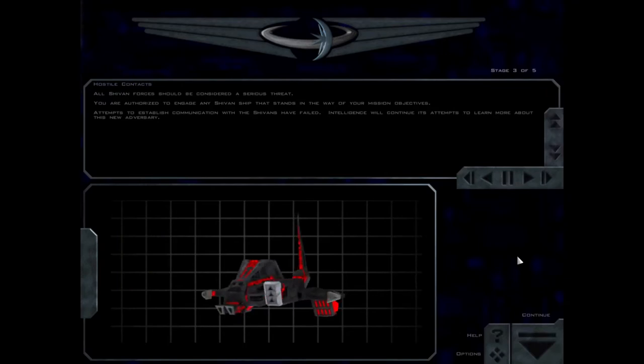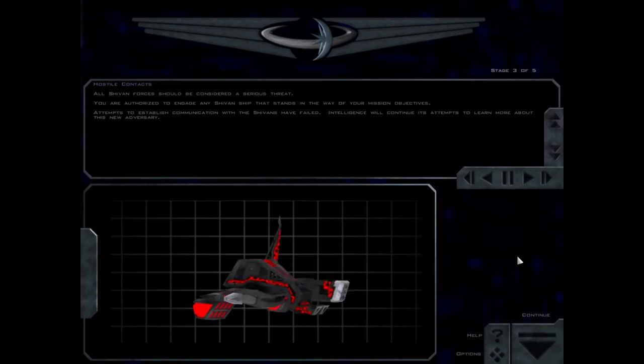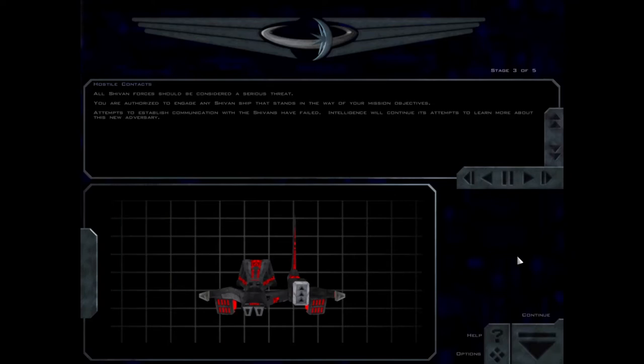All Shivan forces should be considered a serious threat. You are authorized to engage any Shivan ship that stands in the way of your mission objectives. Attempts to establish communication with the Shivans have failed. Intelligence will continue its attempts to learn more about this new adversary.